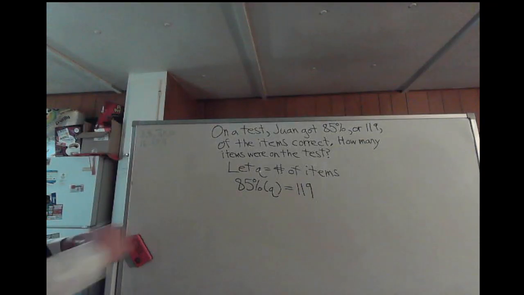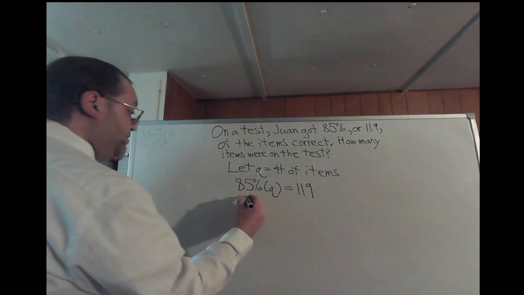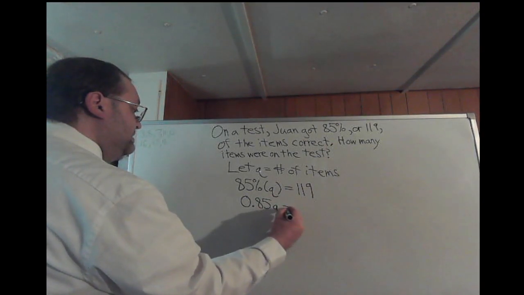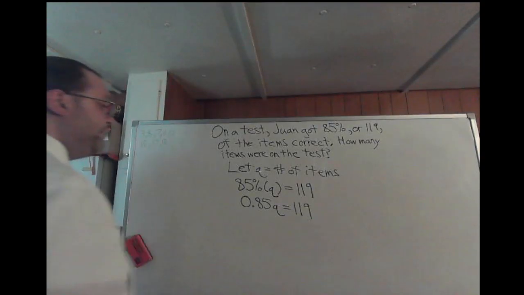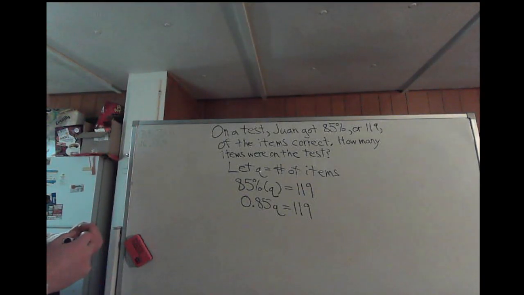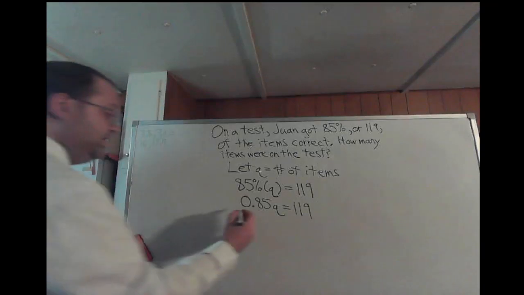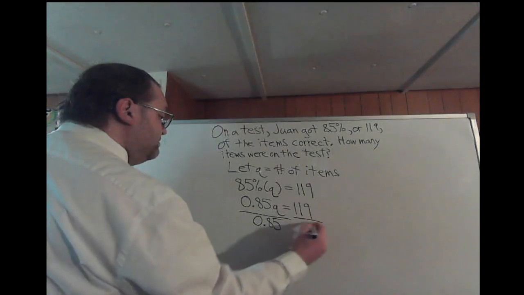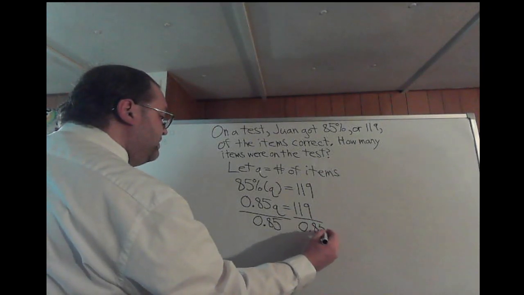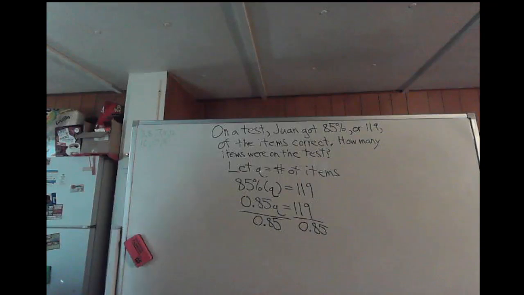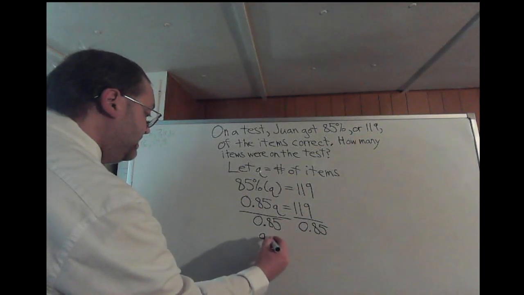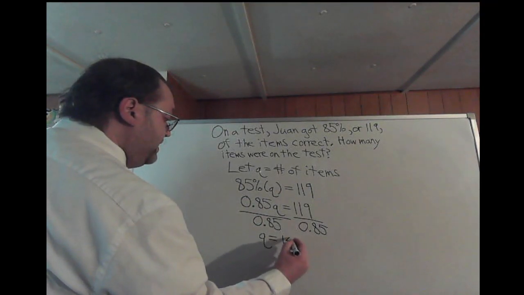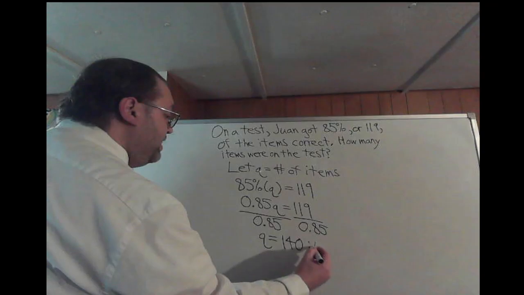Well, we need to take that 85% now and convert it into a decimal. You'll have 0.85 Q is equal to 119. Now, if you want to figure out how many questions there were, you want to get that Q by itself, so you'll divide both sides by 0.85, and then you'll get your result. You'll get Q by itself. Let's go ahead and do the calculator work. I already know it's going to be 140. So there were 140 total items on the test.